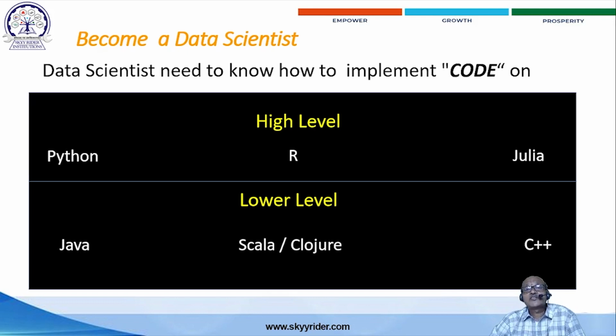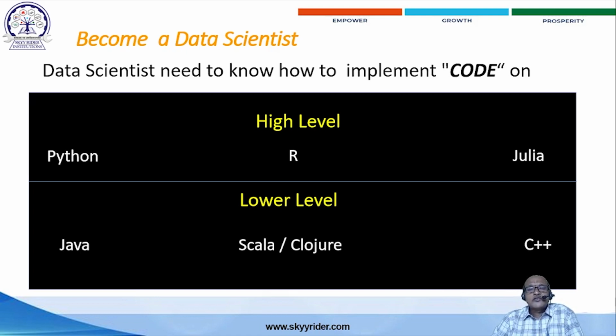How to become a data scientist? I want to become a good data scientist. So what are the basic requirements? You must be aware of coding. That coding is in two categories: high level coding or low level coding. For high level coding, you must have Python scripting knowledge, and as well as R or Julia. These are the high level coding languages for data scientists. If you want to go for low level applications like Java, Scala, Clojure or C++, that coding knowledge is required for data scientist positions.